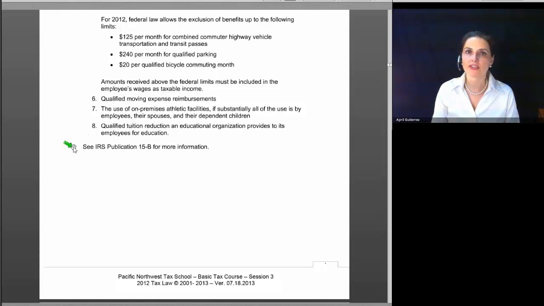If you want more information about employee benefits, you should go to Publication 15-B. This is the IRS's publication.